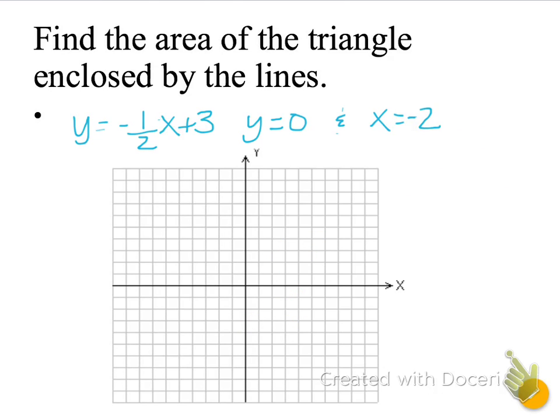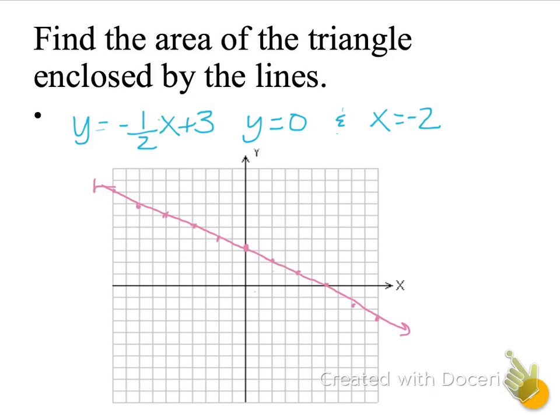Okay, so my last problem, find the area of the triangle enclosed by the lines. So if I'm doing the first one, I start at 3. I go down 1 to the right 2, down 1 to the right 2, down 1 to the right 2, and I'm just going to keep going because I don't know where this triangle is going to hit. Or I could go up 1 to the left 2, and keep repeating that. Go ahead and connect those.